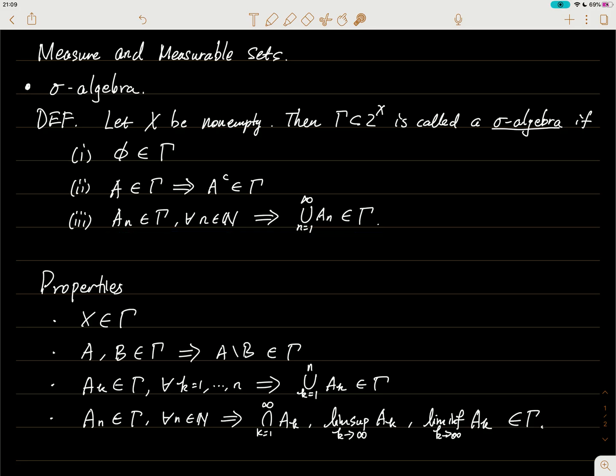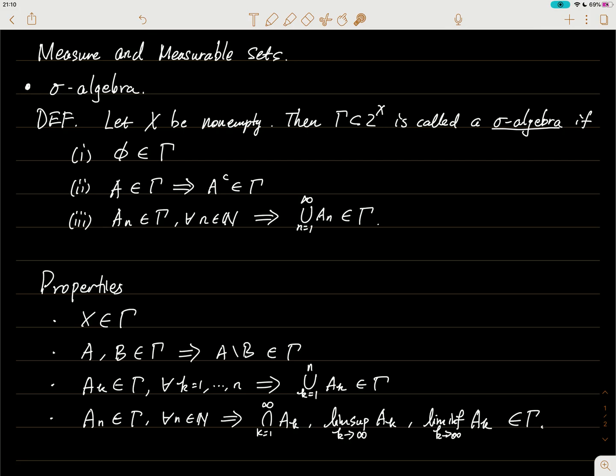So this last one is very important. This is where the sigma comes from. You have a countable number of sets, and the union of them must also be in gamma.